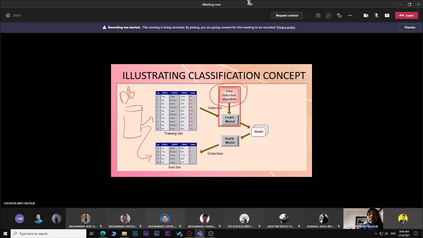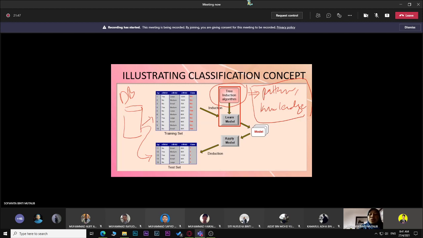Then the algorithm will produce some kind of patterns or knowledge. It could also be represented as a formula that might not be understood by yourself, because it's a formula, how could you understand it? But what you gain is the knowledge of classifying these objects.